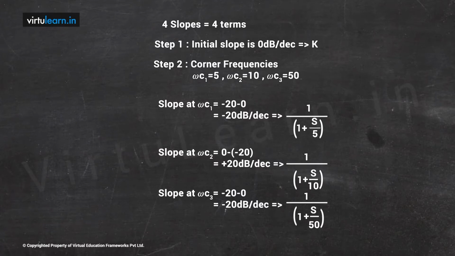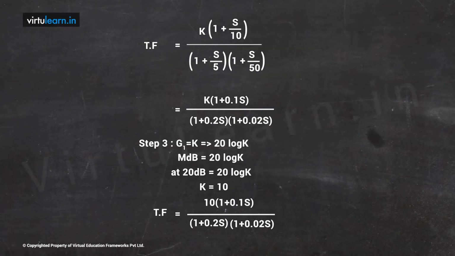Next is omega c2. Omega c2 we have 10 radian per second. Here we can write the next slope is 0 minus of minus 20. So the corresponding slope will be plus 20 dB per decade. The slope is plus 20. So plus 20 means it is a zero term. Then 1 plus s by omega c2. So omega c2 is 10. So 1 plus s by 10 will be the corresponding term.